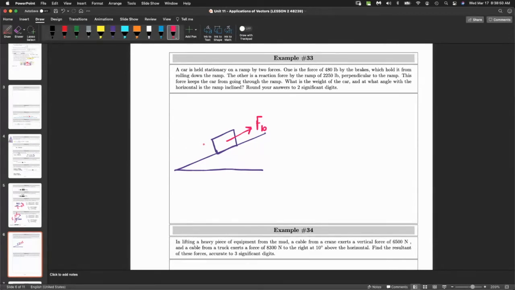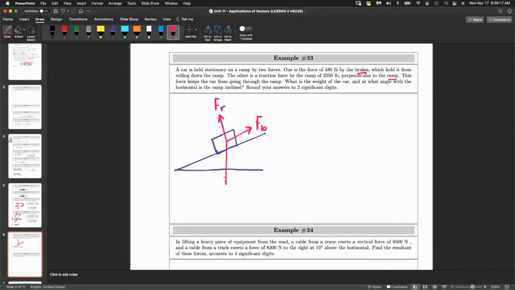There's also a force of the ramp pushing up on the car. So that's this force here. See, the ramp is pushing on the car. I'm going to draw the force over here. It's not a pull, but I'm going to draw it as if it's being pulled. And I'm going to call that FR for ramp. So we have the brakes and the ramp. That's what these subscripts refer to.